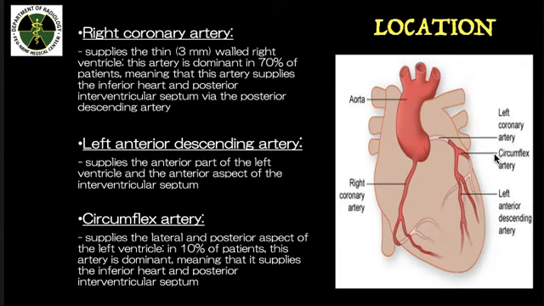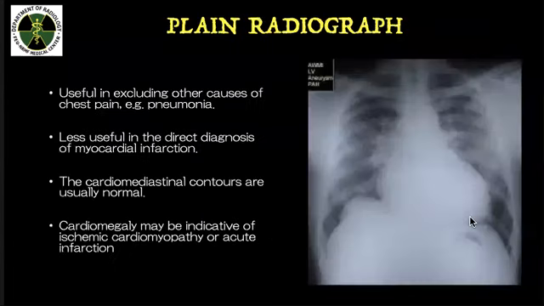Then there is the left anterior descending artery. It supplies the anterior part of the left ventricle and the anterior aspect of the interventricular septum. And then your circumflex artery. It supplies the lateral and posterior aspect of the left ventricle. In 10% of patients, this artery is dominant, meaning that it supplies the inferior heart and posterior interventricular septum. Okay, so take note of the blood supply.